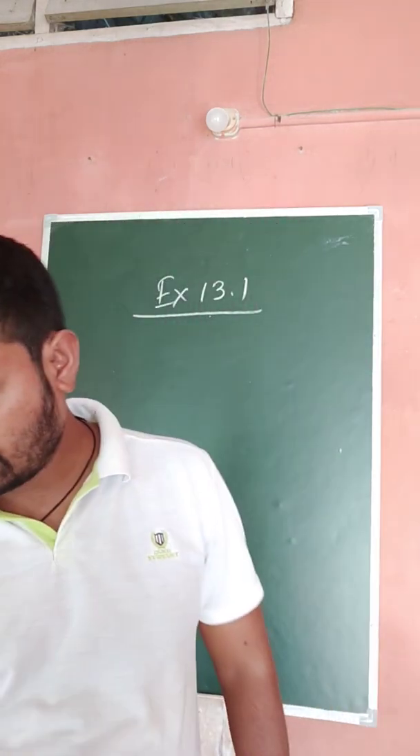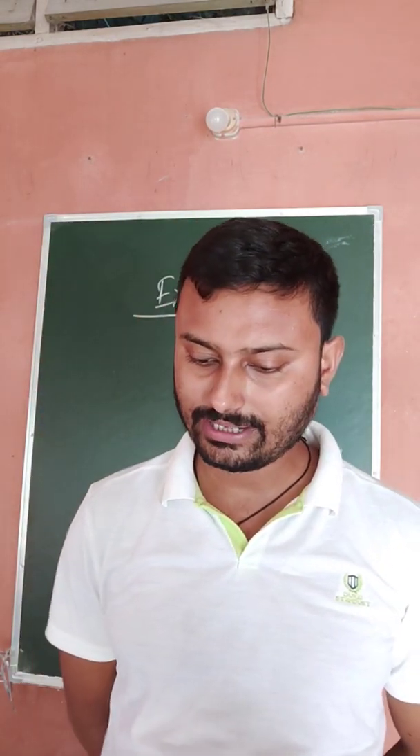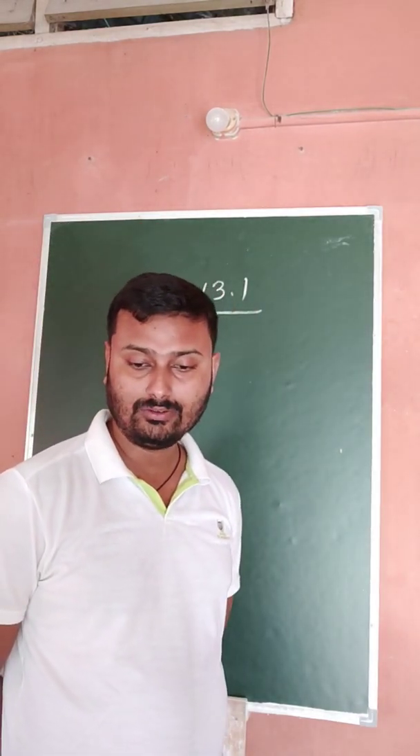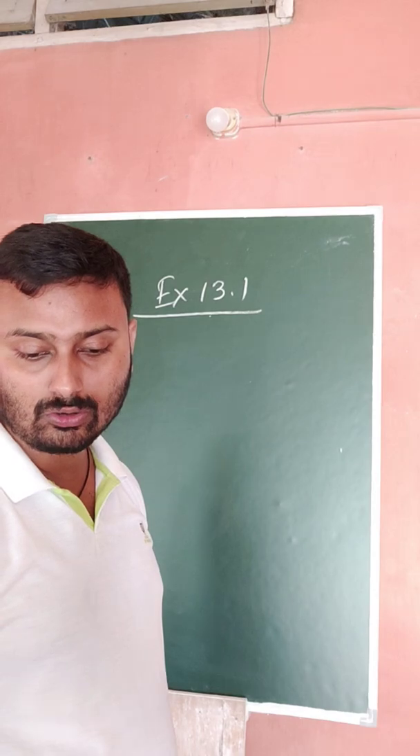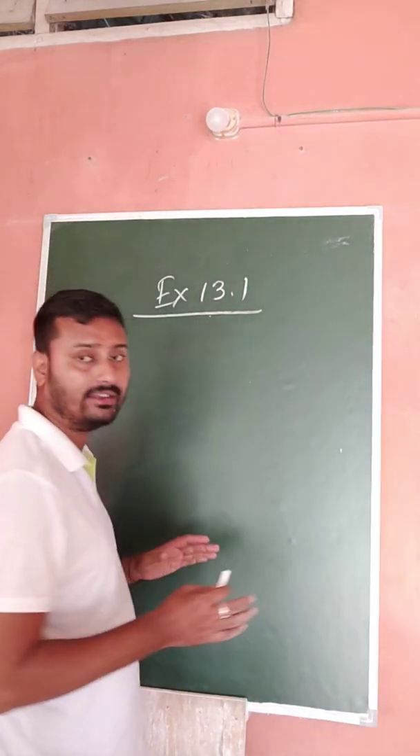Okay, so come to question number 8. Question number 8 is: in which quadrant or axis do the following points lie? Some points are given to us, and we have to recognize which quadrant or axis each point belongs to. So at first, let's discuss quadrants and axes.